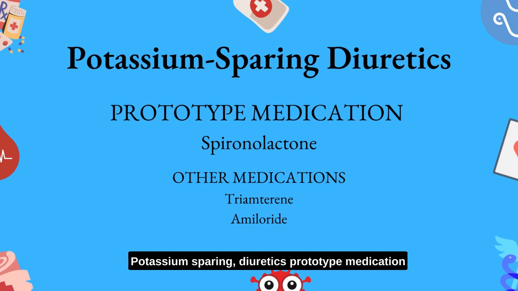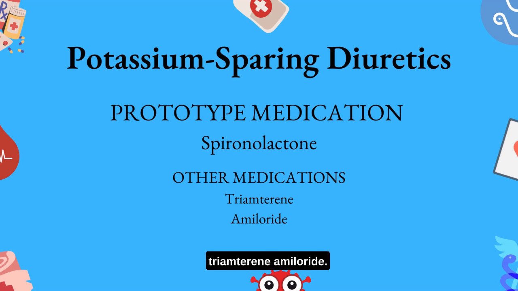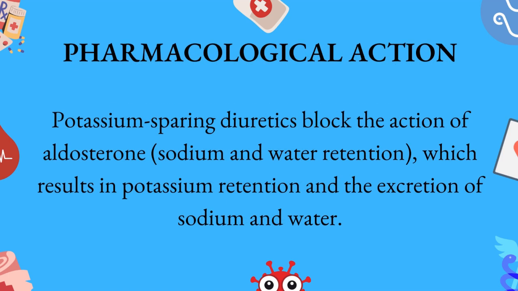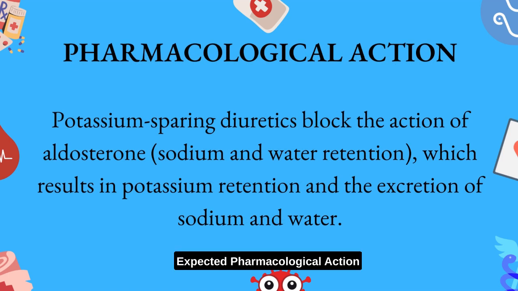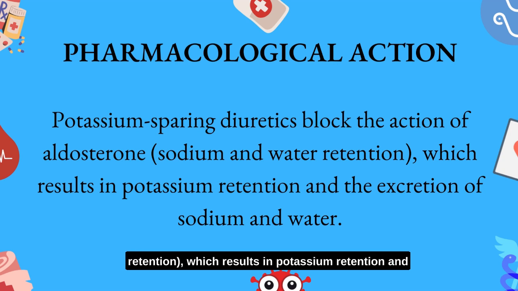Potassium-sparing diuretics. Prototype medication: spironolactone. Other medications: triamterene, amiloride. Expected pharmacological action: potassium-sparing diuretics block the action of aldosterone, sodium and water retention, which results in potassium retention and the excretion of sodium and water.